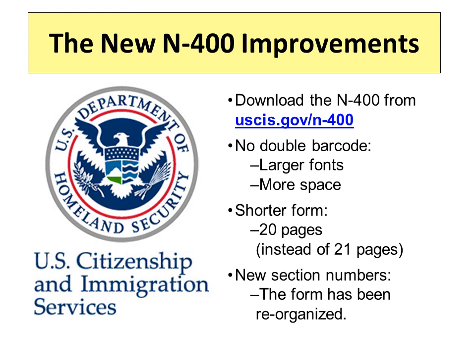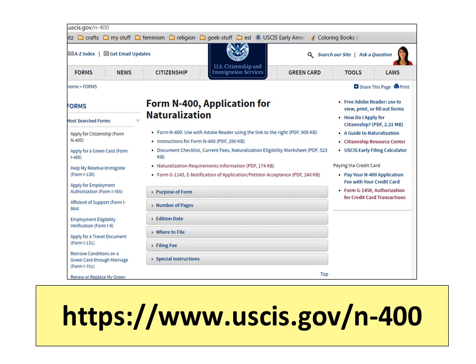New improvements of the form. There's no double barcode, there are larger fonts and more space. It's a shorter form. There are 20 pages instead of 21 pages, and there are new section numbers. The form has been reorganized. We're going to start going through the form, so if you'd like to follow along, please go to uscis.gov/N400 and download the form so you can follow along with us.